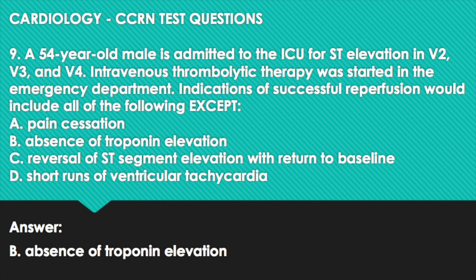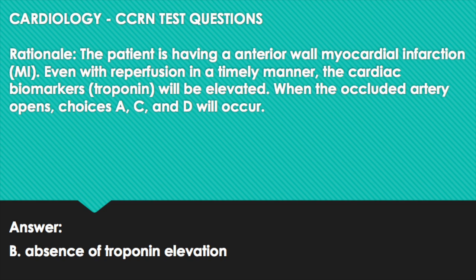And the answer is absence of troponin elevation. This is because the damage essentially has already been done. The patient is having an anterior wall myocardial infarction, so even with a reperfusion in a timely manner, the cardiac biomarkers such as troponin will be elevated. When the occluded artery opens, however, choices A, C, and D will occur.